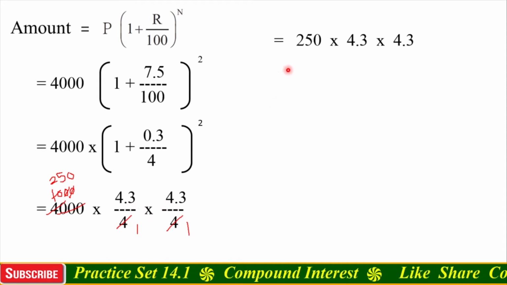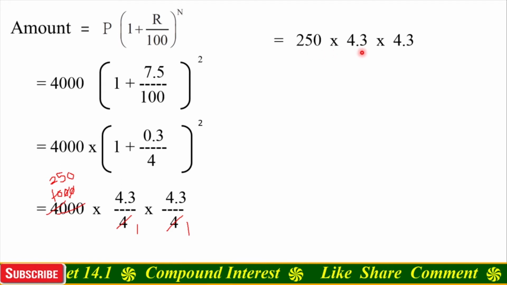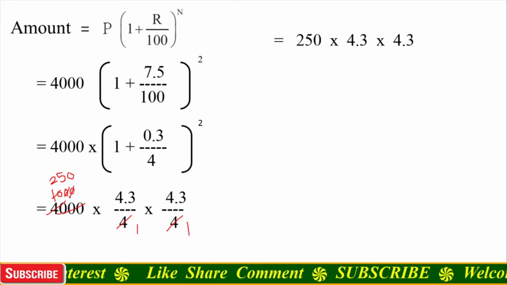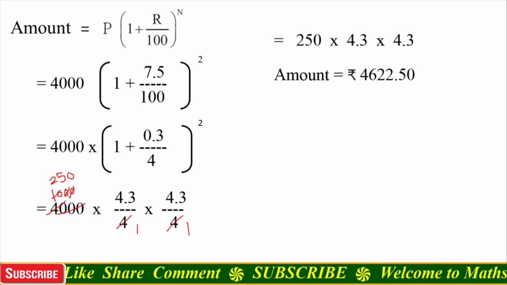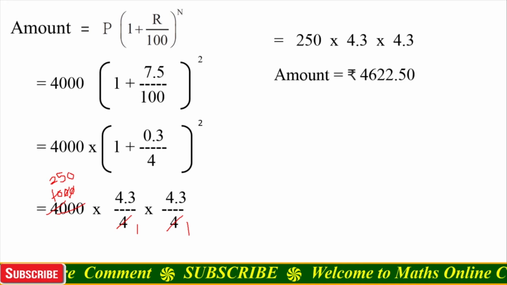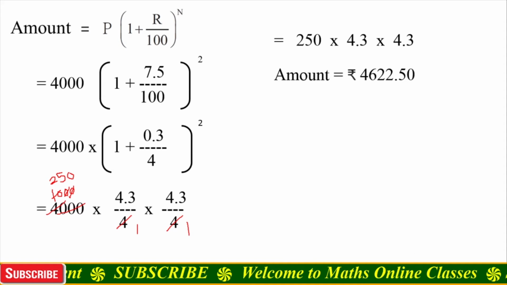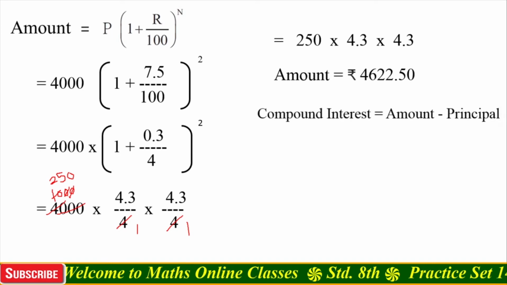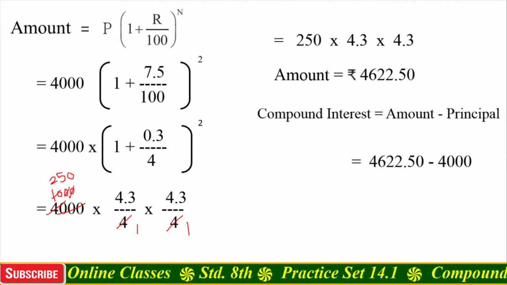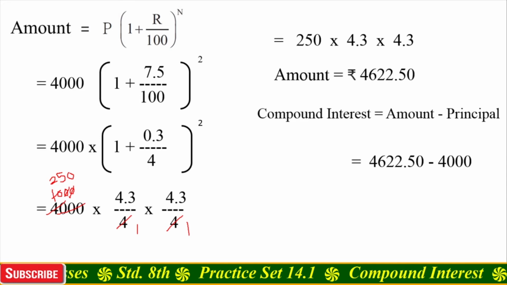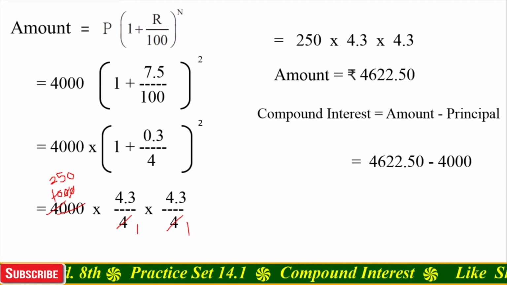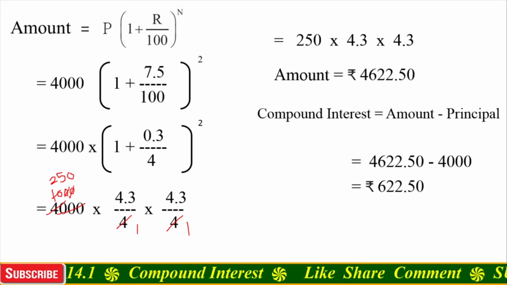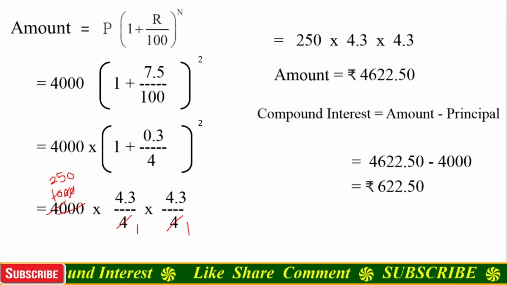Let us write is equal to 250 multiplied by 4.3 multiplied by 4.3. After doing this calculation, we get the product. Amount is equal to rupees 4622.50. Now we have to find out compound interest. Let us write the formula of compound interest is equal to amount minus principal. Put the values is equal to 4622.50 minus 4000. After subtraction, we get rupees 622.50.